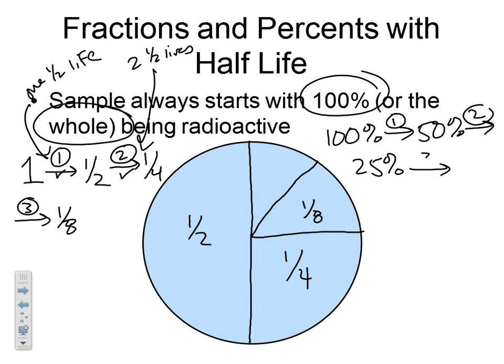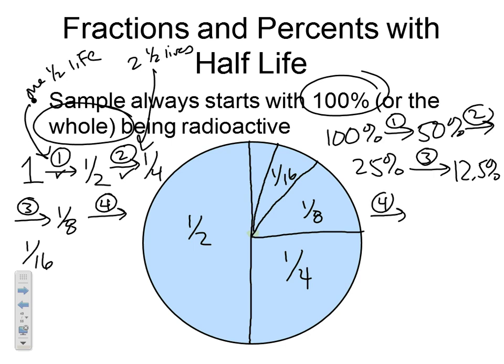25%, we're going to take half of that. Half of 25% is 12.5%. So that's how much we'd have after that 3rd half-life. If we let it sit for a 4th half-life, we are going to once again take half of the remaining. So that's going to be now 1/16. And we're going to take half of 12.5% after 4 half-lives. That's 6.25%. And we can keep going with this.